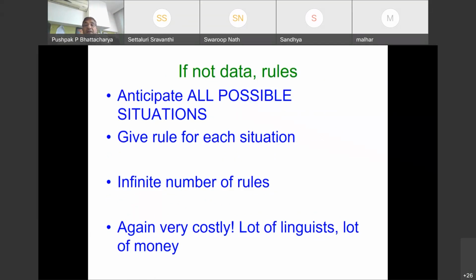So if not data, then what can we do? We know that whenever we have a short supply of data, we have to pick our brain. We have to go to knowledge, and then we will have to create a rule-based system. Now, again, rule-based systems will possibly need an infinite number of rules. That possibly is a slightly loose statement, because you have to anticipate all possible situations for part-of-speech tagging. This will need a huge amount of language insight and a lot of linguistics. That generalization is also not very trivial, and thereby this will also be very costly.